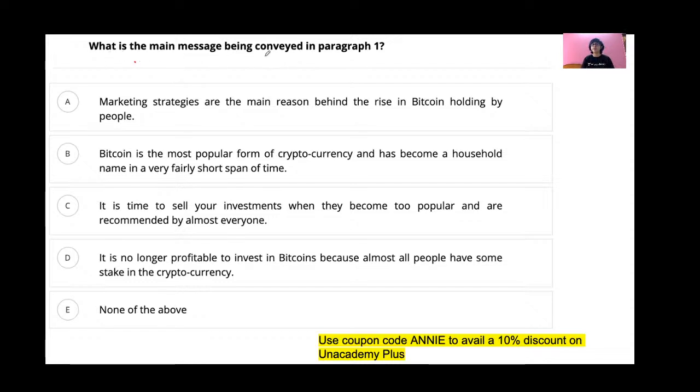What is the main message being conveyed in paragraph 1? So it is asking you the main message being conveyed in paragraph 1. What does this mean? Main message being conveyed means the central theme or idea of paragraph 1.